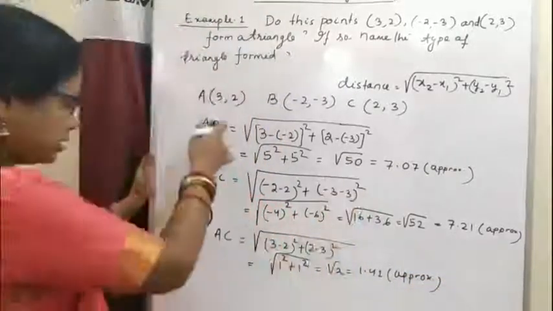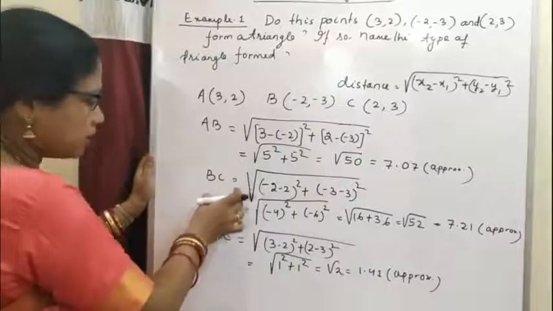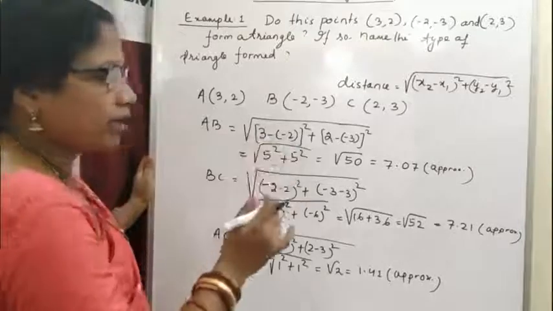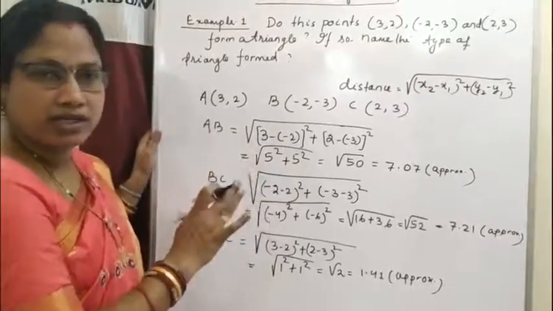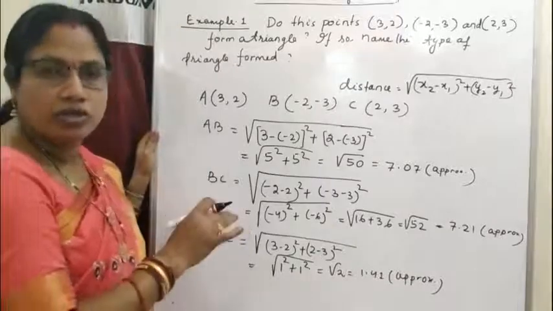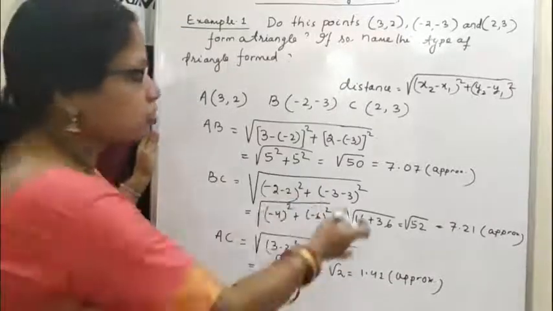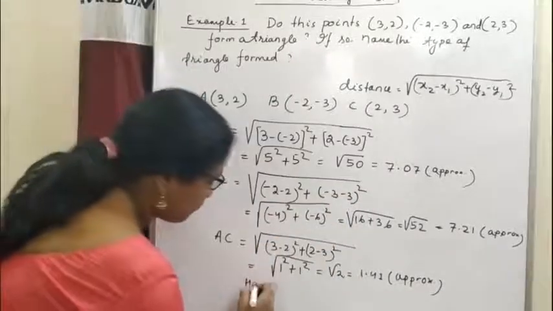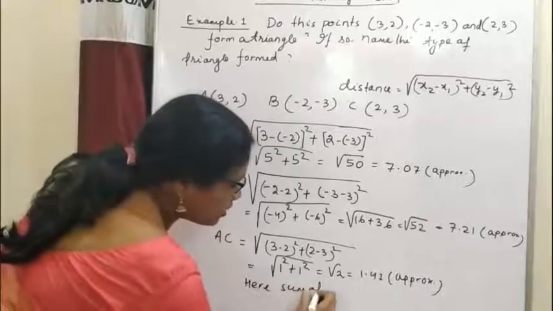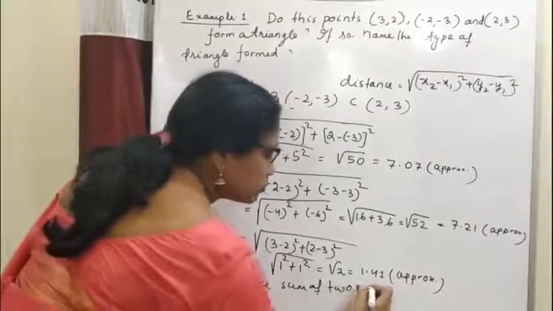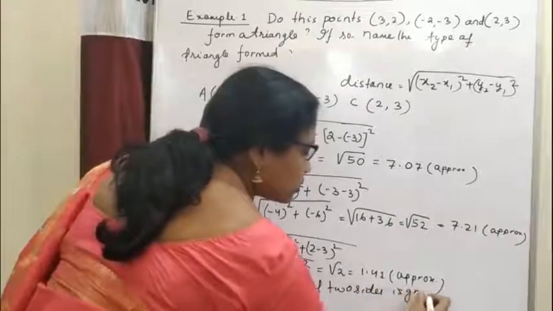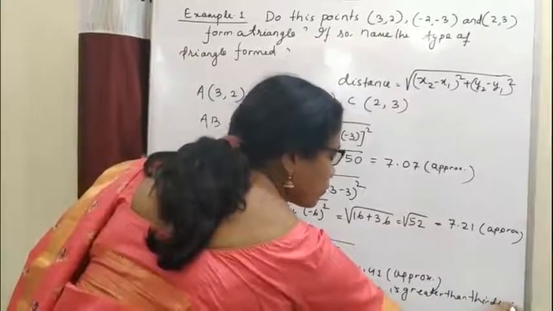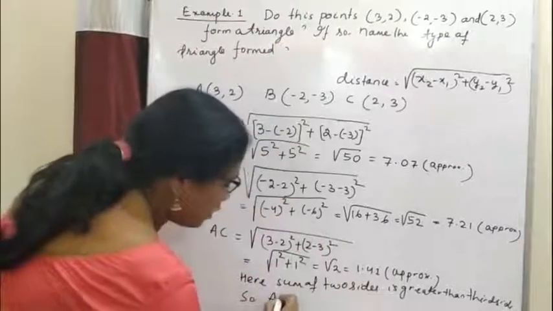So here these are the sides of a triangle. AB, BC and AC are the 3 sides of a triangle. So to form a triangle, there is a relationship between the sides. That is, the sum of any 2 sides should be greater than the third side. So here the condition is satisfied. So in ABC, the sum of 2 sides is greater than the third side. So ABC is a triangle.